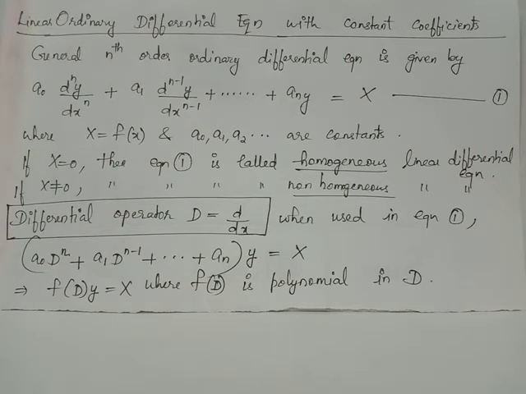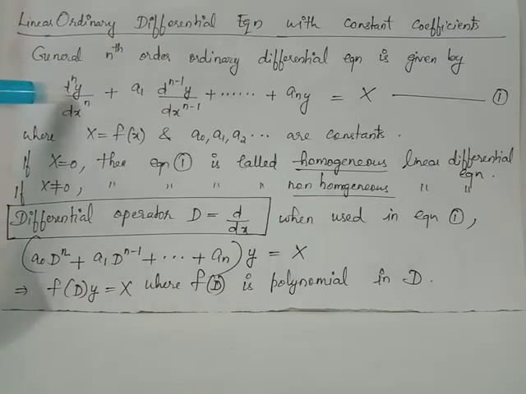Similarly, d raised to n minus 1 y upon dx raised to n minus 1 can be replaced using capital D the whole raised to n minus 1, and so on. Thus, all the derivative terms can be replaced as powers of this differential operator capital D. Thus, we have equation 1 rewritten as a0 times D raised to n plus a1 times D raised to n minus 1 plus etc. plus an times 1 applied on y, which equals the RHS capital X, where capital X is a function of the independent variable x.